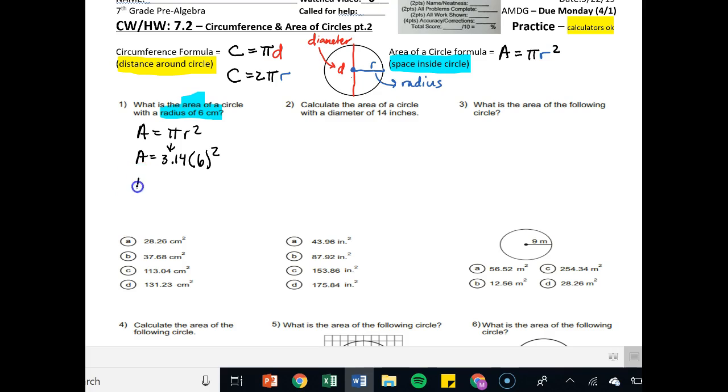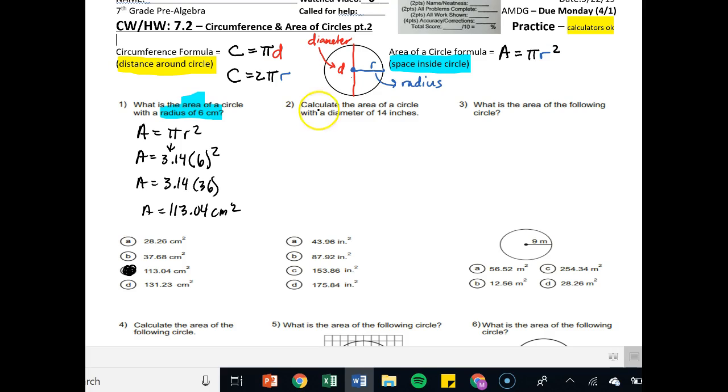If you wanted to show order of operations, area is equal to 3.14, do the exponents first, times 36. And area is equal to 113.04 centimeters squared. So C is your answer. And what this means is I can fit inside of a circle with a radius of 6, 113 1 by 1 square centimeters. Hence why we say our answer is squared.